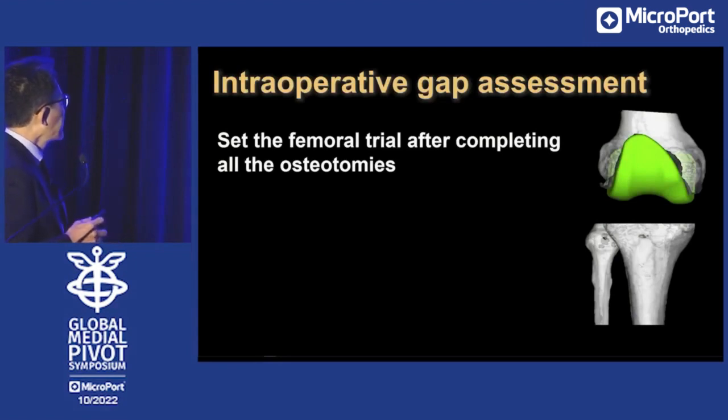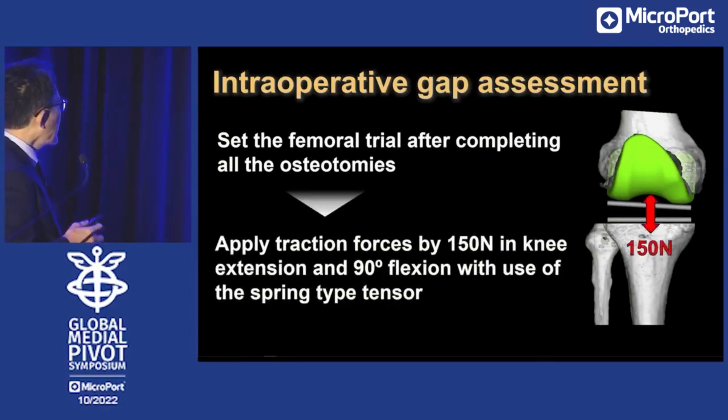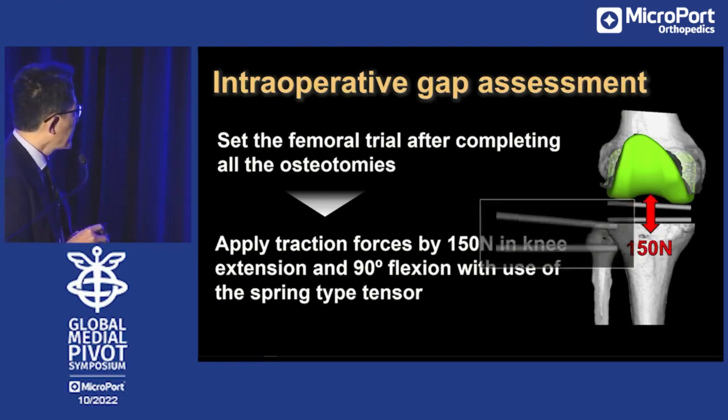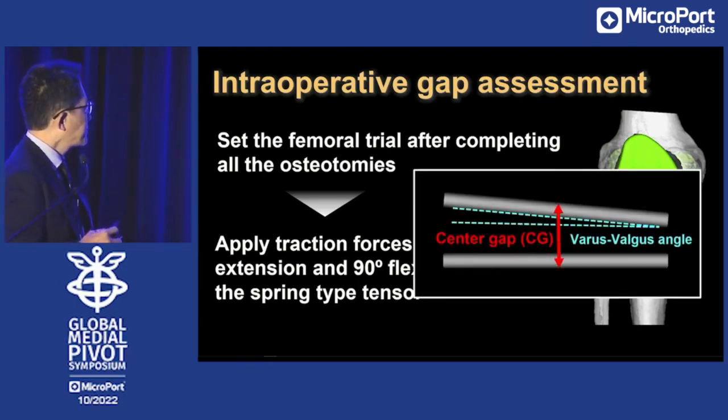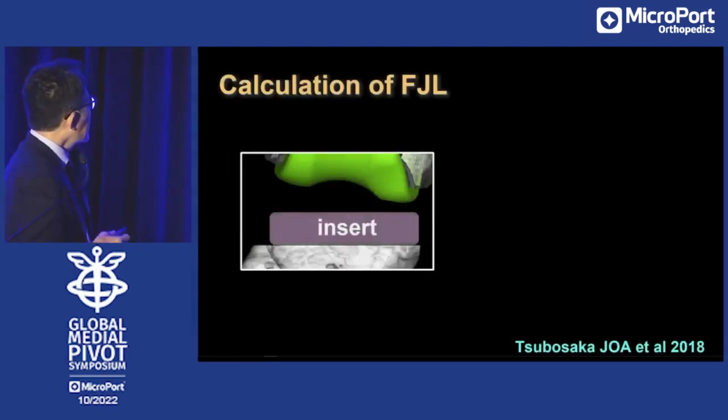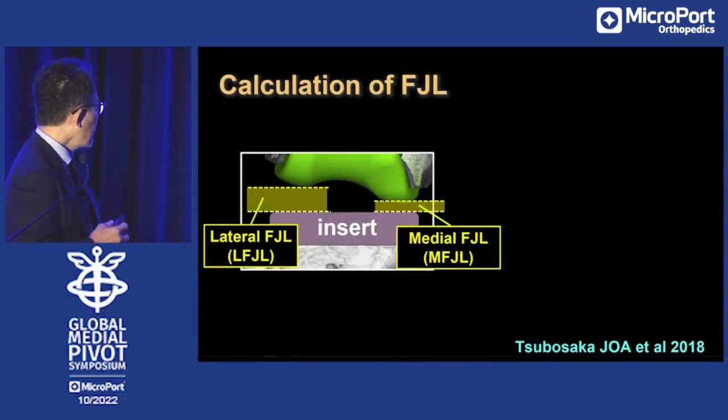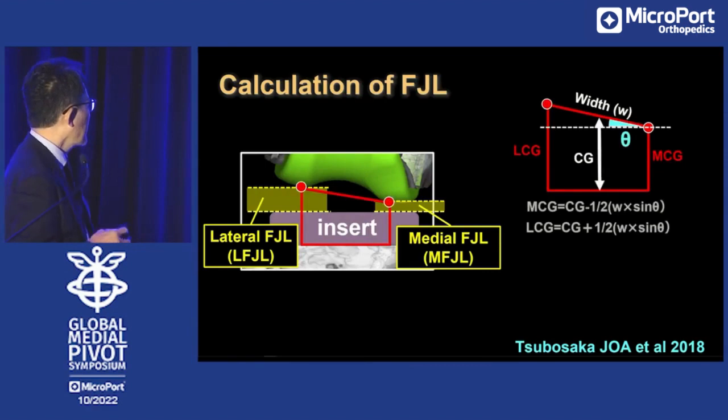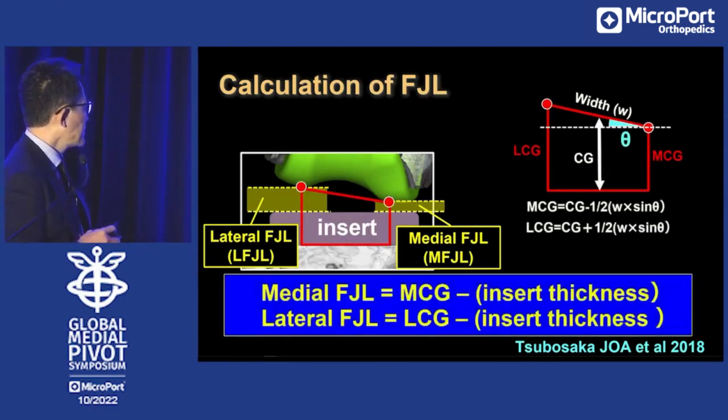For intraoperative gap assessment, we set the femoral trial after completing all the osteotomies, and then applied traction forces of 150 Newton in knee extension and 90-degree flexion with use of the spring tensor. Then the center gap and the Varus angle were evaluated. Then medial and lateral FJL was calculated by use of the method reported by Tsubosaka, taking account of the thickness of the insert.